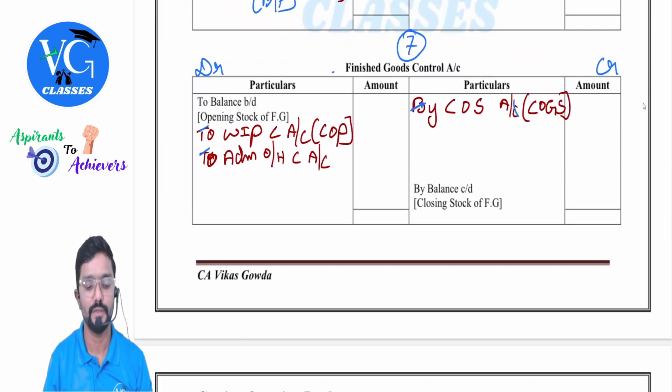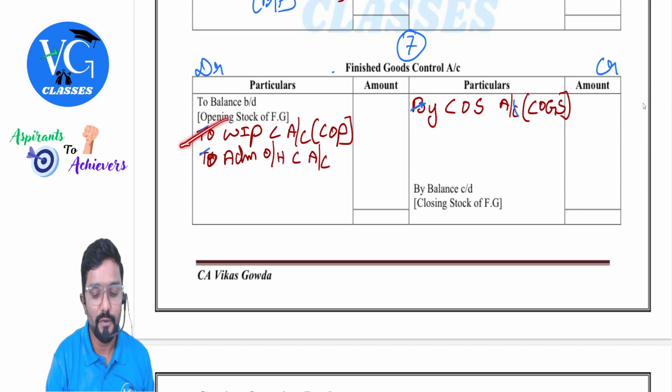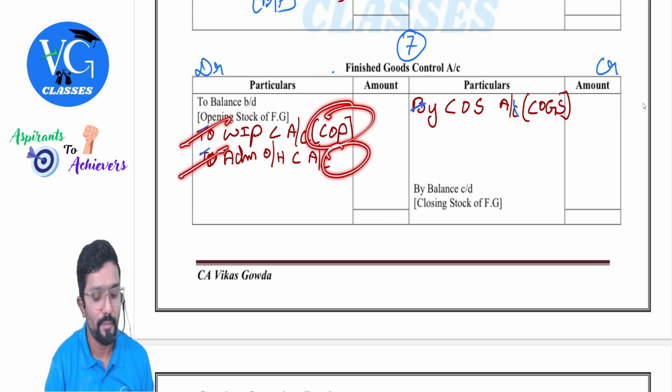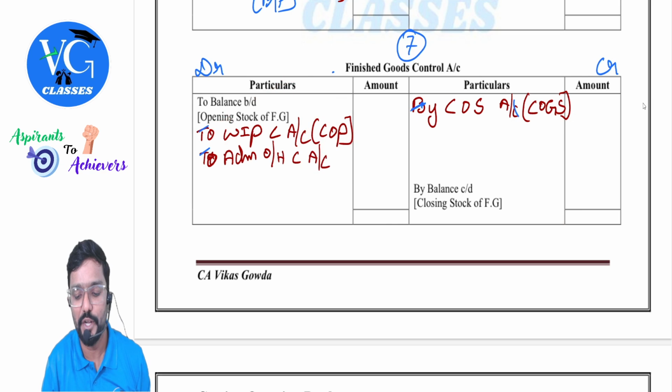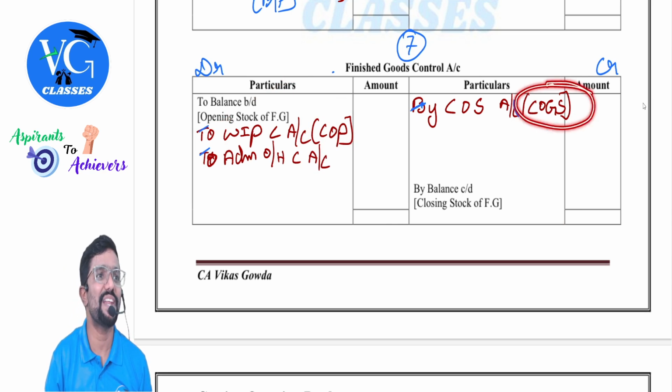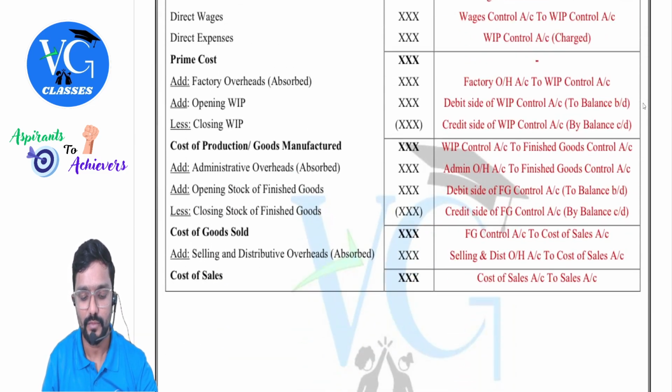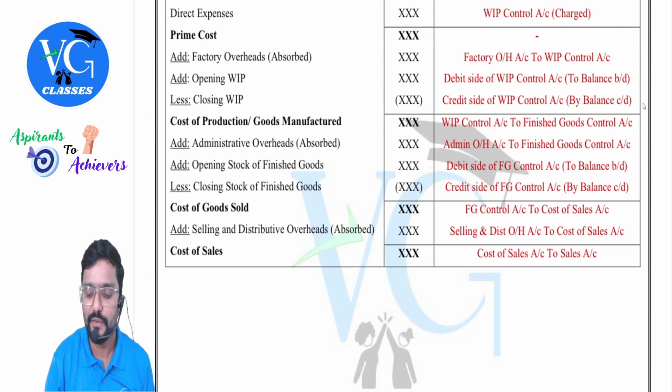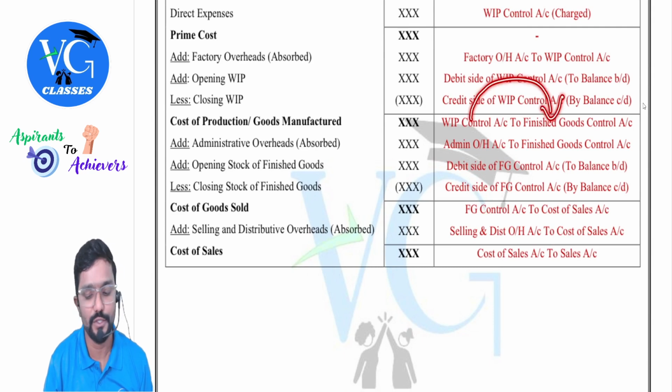Let us go to finished goods. They will receive cost of production, plus administrative overhead absorbed will come here, plus opening stock of finished goods minus closing stock of finished goods. What do you get? COGS. Where are you transferring it to? Cost of sales. Observe. Cost of production we transferred from WIP to finished goods. Then administrative overhead absorbed also, we transferred from administrative overhead to the finished goods control account.